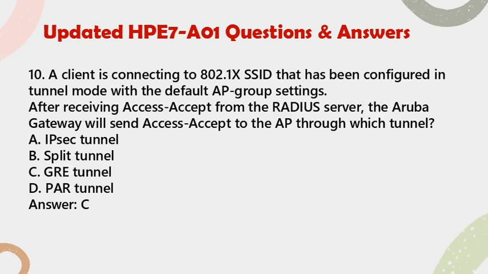10. A client is connecting to an 802.1X SSID that has been configured in tunnel mode with the default AP group settings. After receiving access accept from the RADIUS server, the Aruba gateway will send access accept to the AP through which tunnel? A. IPsec tunnel. B. Split tunnel. C. GRE tunnel. D. PAR tunnel. Answer: C.